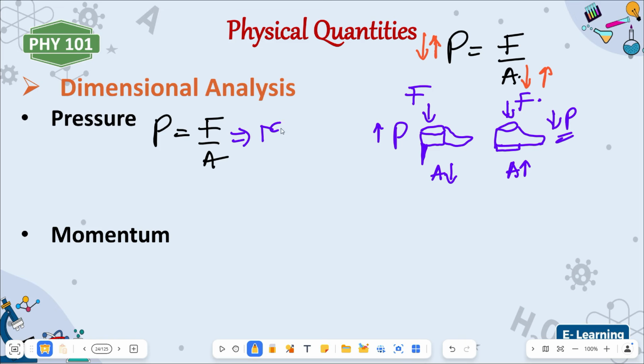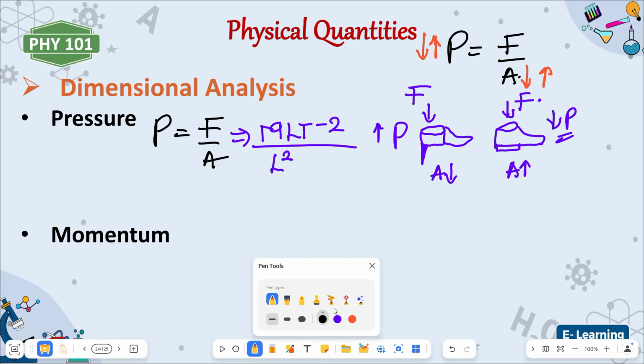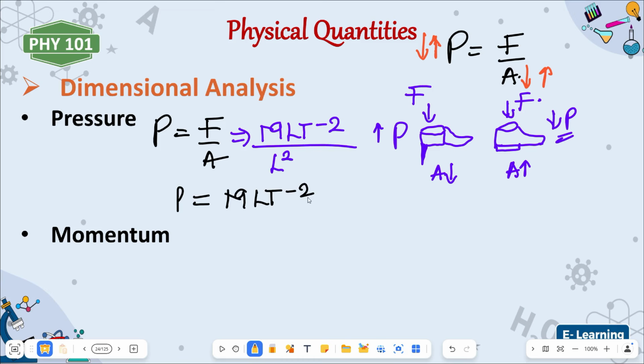What do we say is the dimension for force? MLT minus 2. Dimension for area is L squared, because L times L. So at the end of the day, my dear students, what are you going to have now? Pressure would be equal to MLT minus 2 divided by L times L. So this cancels this, raised to the power of 1. This will become ML minus 1 T minus 2.